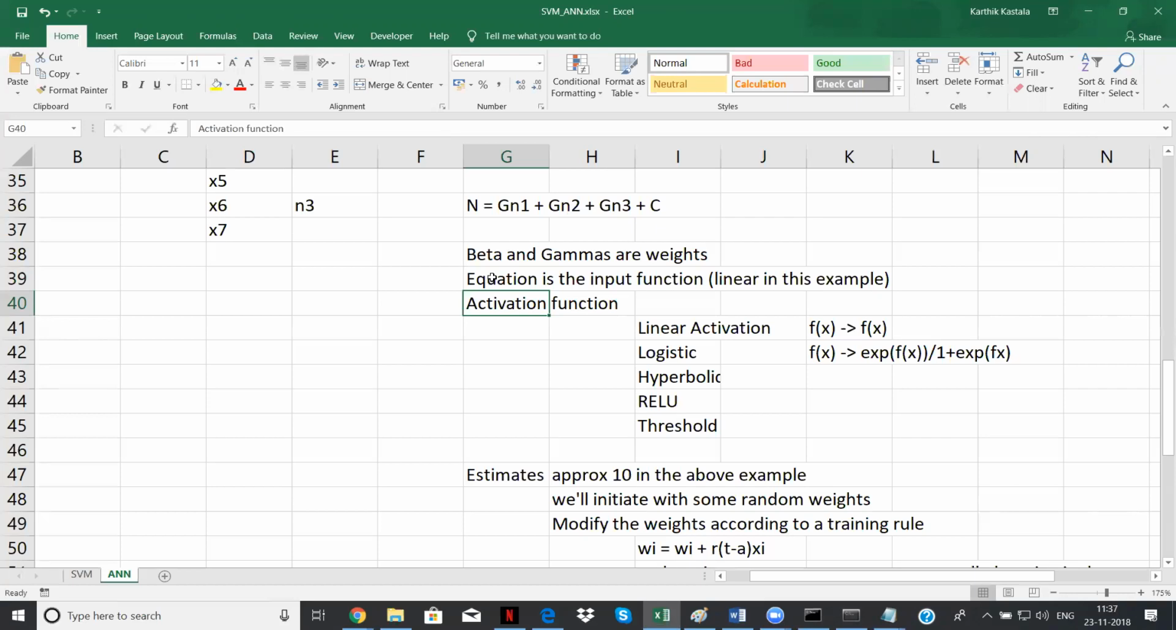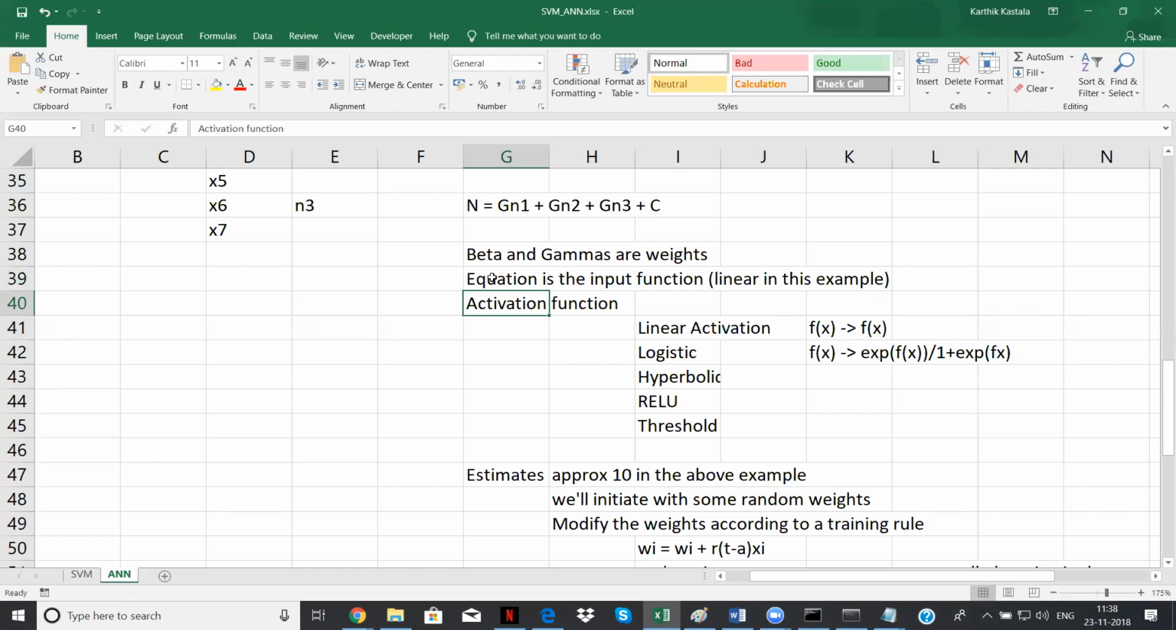So I have linear activation, where you'll be using the same linear equation which you have used before. You will not change your linear equation. There is the logistic activation function, where f of x is equal to exponential of f of x divided by 1 plus exponential of f of x. There can be hyperbolic, and then there is something called threshold.